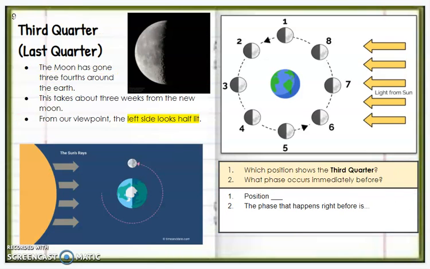Now we have the third quarter, or the last quarter moon. Okay. So again, the light is on the left-hand side. We see that now the light's getting darker, so we went from gibbous to quarter. And so it looks half lit. It takes about 3 weeks from the new moon. So it goes new moon, and then first quarter is 1 week, full moon is 2 weeks, and then third quarter is 3 weeks. And so what position? So here it's position 5. And what happens right before we said was the waning gibbous.